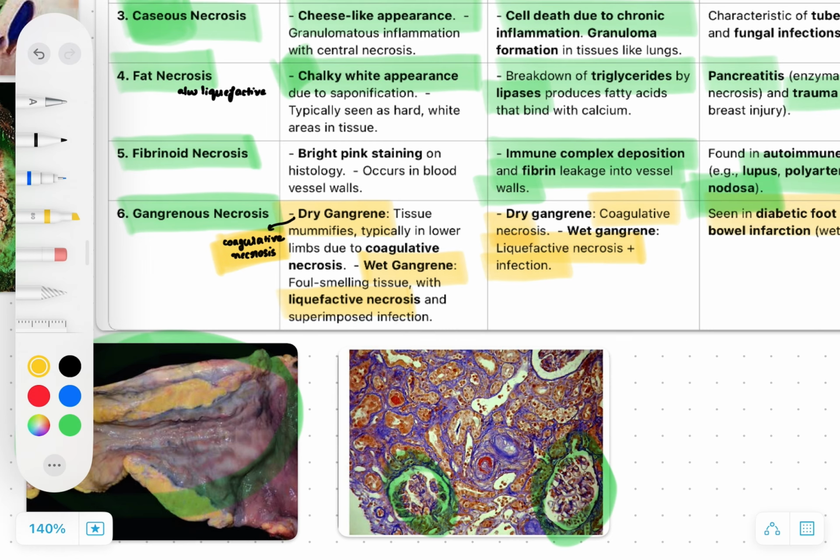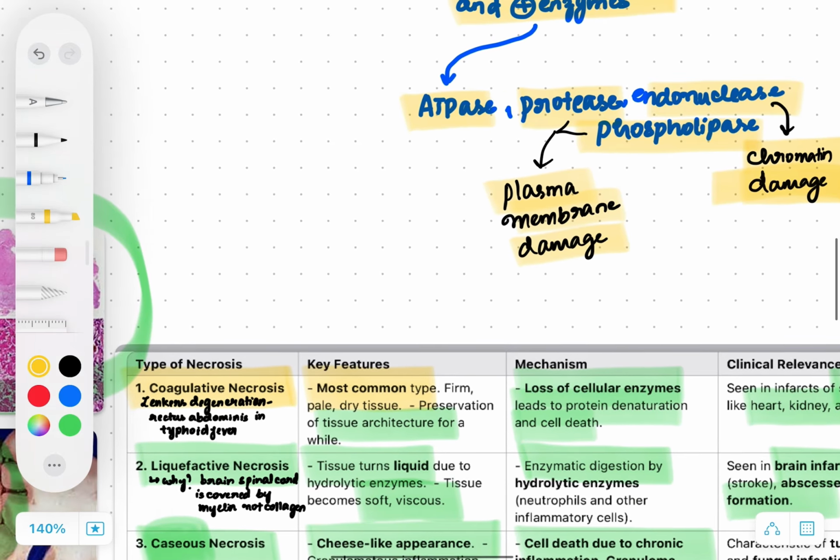Because of complete loss of blood supply, dry gangrene does not generally cause any infection, but in wet gangrene, superimposed infections are more common. So this is the gist of all the types of necrosis.